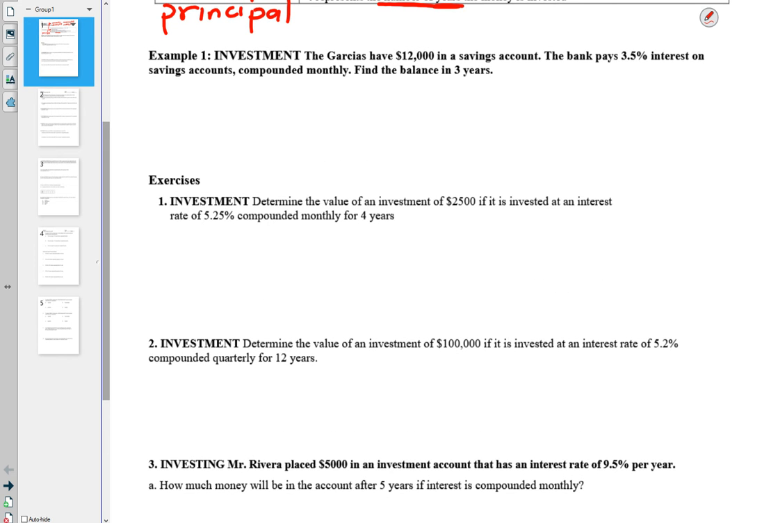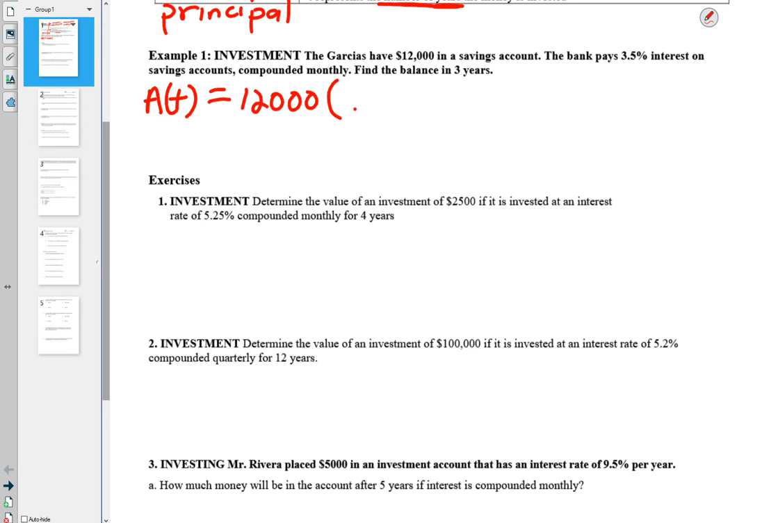Here we go. Example one, investment. The Garcias have $12,000 in a savings account. The bank pays 3.5% interest on a savings account compounded monthly. Find the balance in 3 years. So for the final amount, let's do function notation. The amount that's going to be there after some time is equal to, what's the initial amount? It is 12,000.